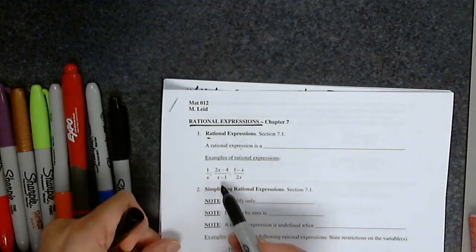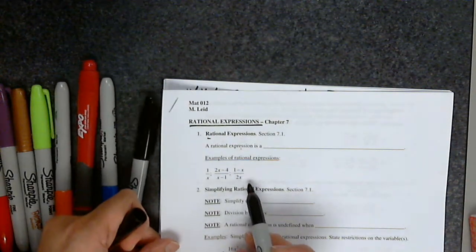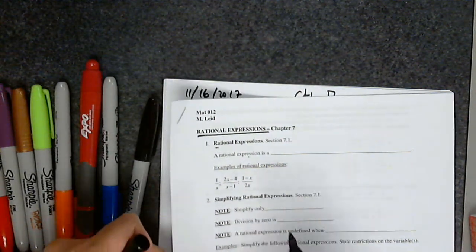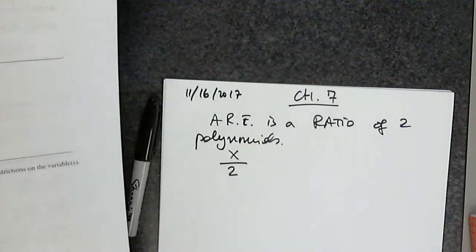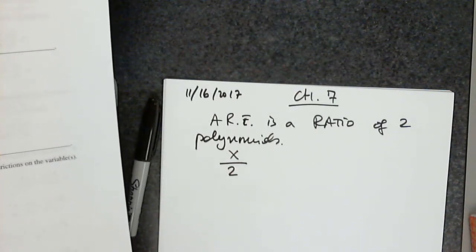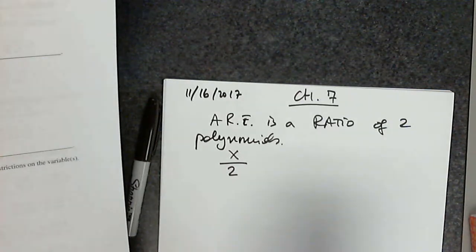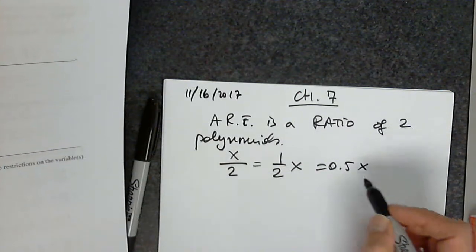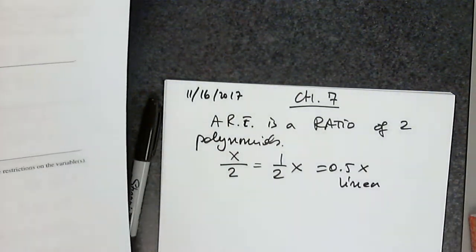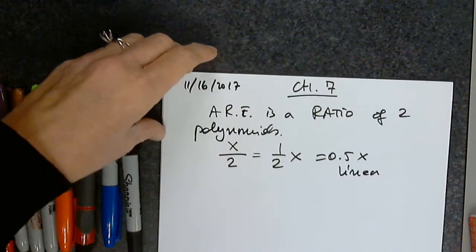And here we have examples: 1 over x, 2x minus 4 over x minus 1, 1 minus x over 2x. All these are examples of rational expressions. The question is, is this a rational expression? The answer is no, because it does not have x in the denominator. So this can be rewritten as 1 half times x, which is 0.5x, which is linear. So if an expression does not have x in the denominator, it cannot be considered a rational expression.